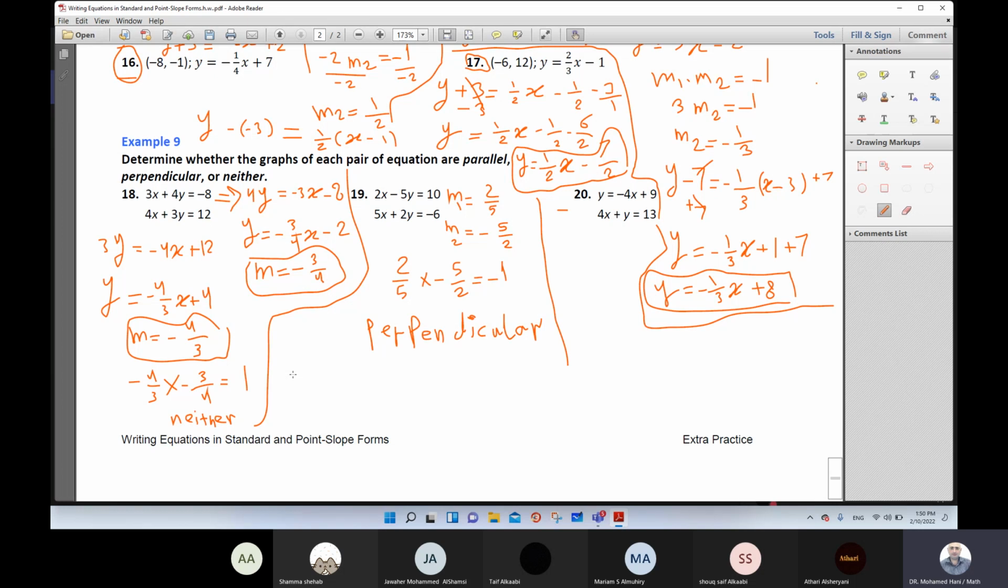Okay, check with me, please. From the first equation, you will get the slope -4. From the second equation, also you will get the slope -4. So as we see, the first slope equal the second slope. If you have the same slope in the two equations, means we have here parallel linears. So the case here will be parallel.